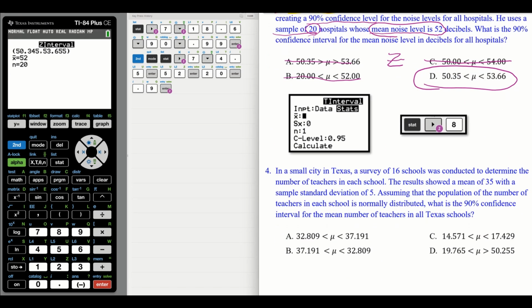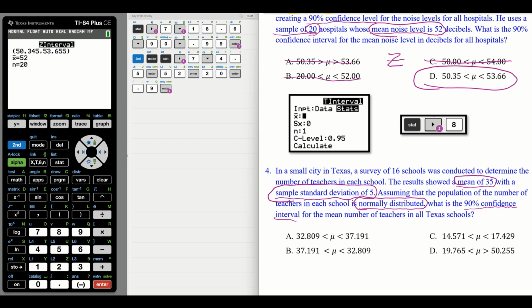Okay, now let's look at number 4. In a small city in Texas, a survey of 16 schools was conducted to determine the number of teachers in each school. The result showed a mean of 35 teachers with a sample standard deviation of 5. Assuming that the population of the number of teachers in each school is normally distributed, what is the 90% confidence interval for the mean number of teachers in all Texas schools?